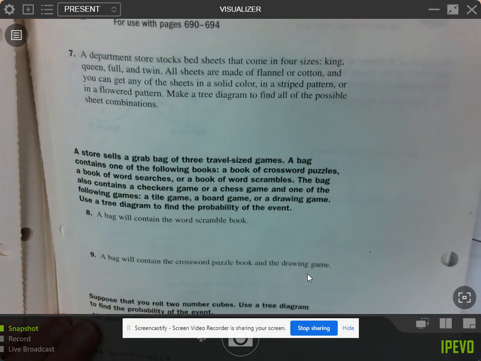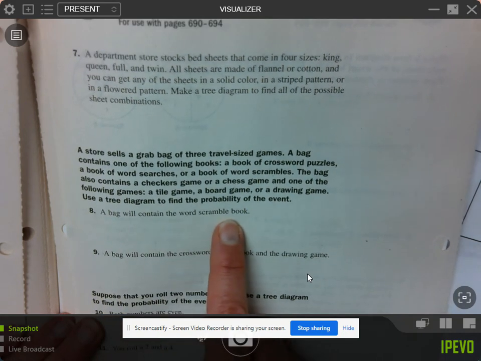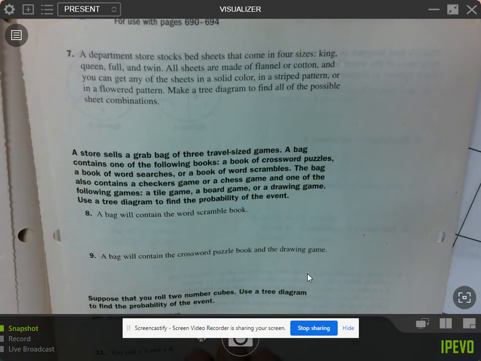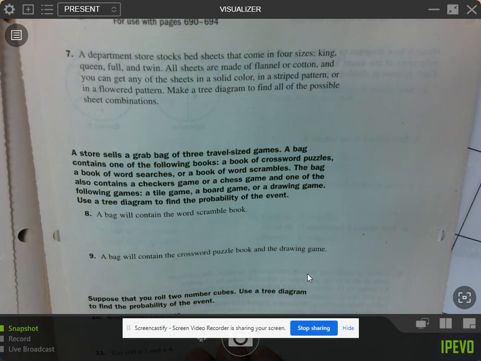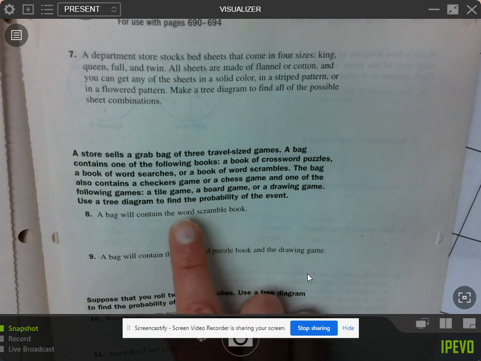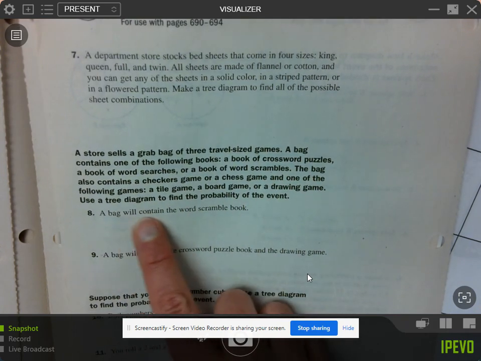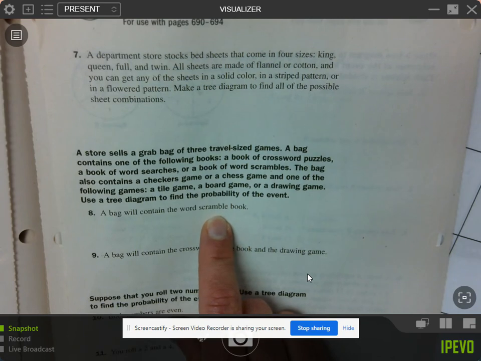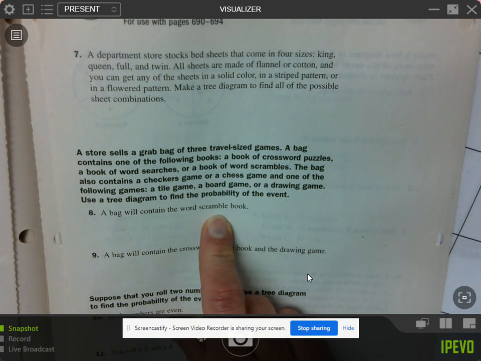We've got some word problems here, so you're going to have to figure out, using those words, that's going to be your choices, just like with the fruit smoothie. Small, medium, large, strawberry, banana, orange. So you're going to break it down the same way we broke it down with that fruit smoothie. How many outcomes do you get? You're going to need to look at what the probability is, your successful outcomes. It's going to tell you what it wants. So a bag, what's the probability? It's going to have a scramble book. You're going to have to look to see at your final outcomes how many had scramble listed in it. And then do your successful over total.